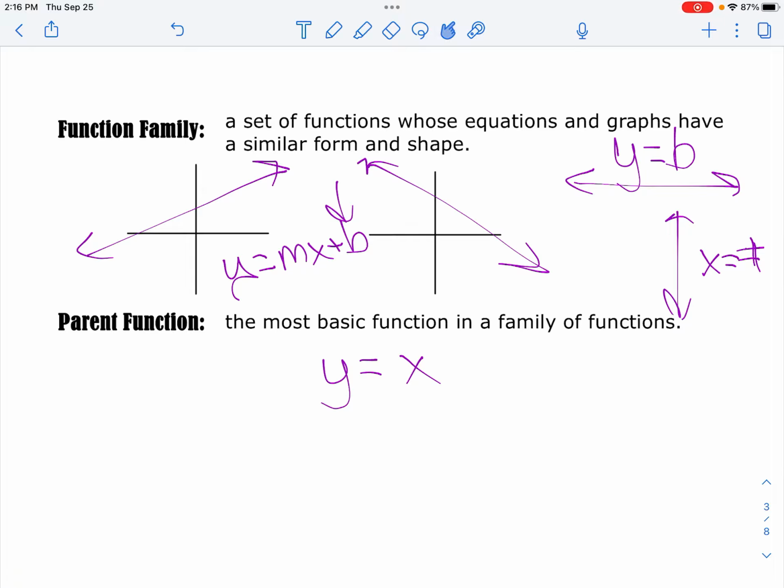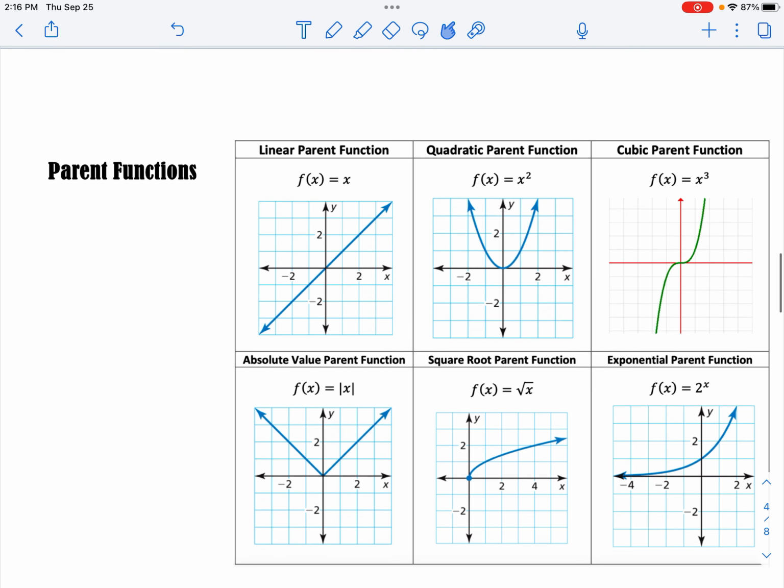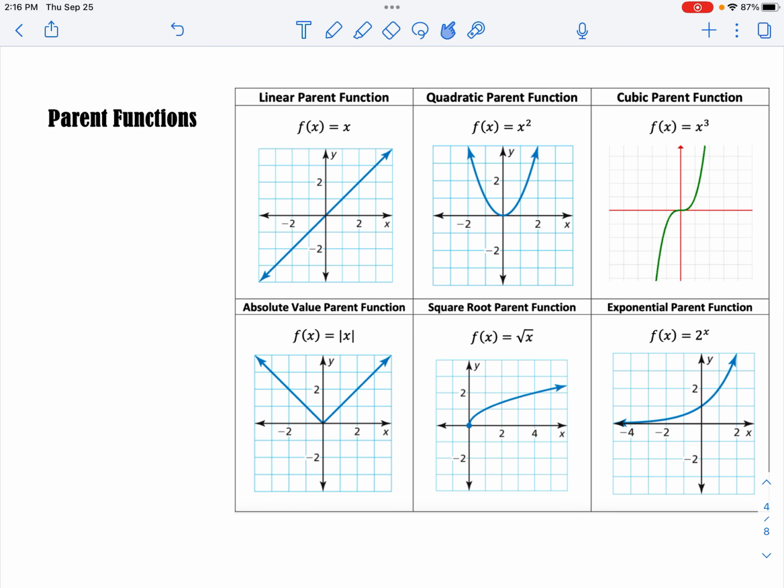But again, a parent function is the most basic one. Okay, so here's the ones we'll talk about in this course. We're going to talk about linear functions.